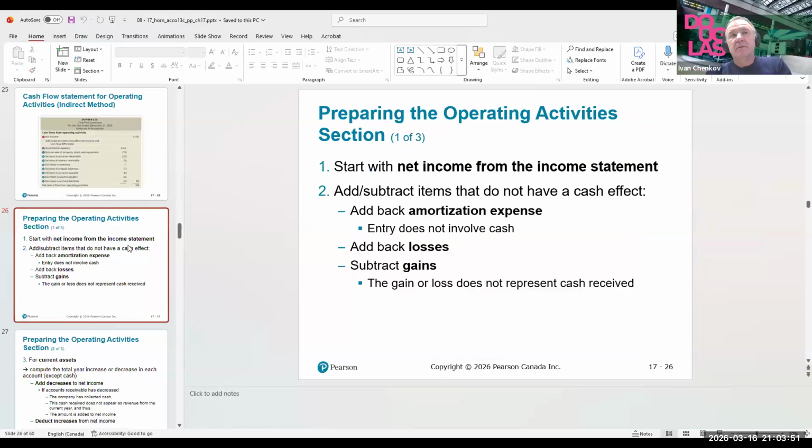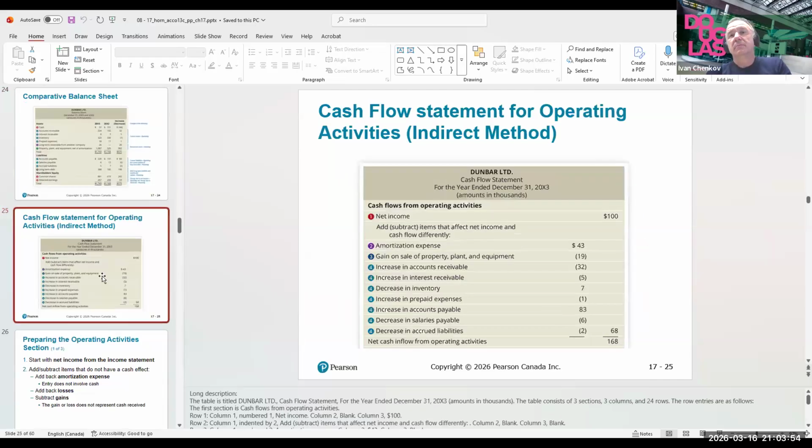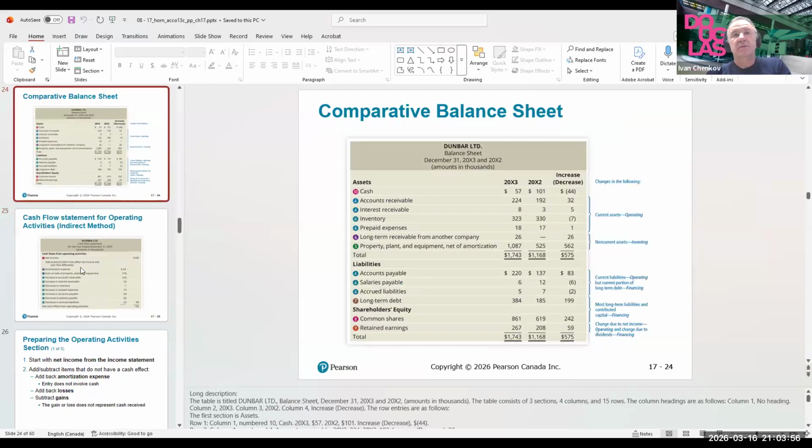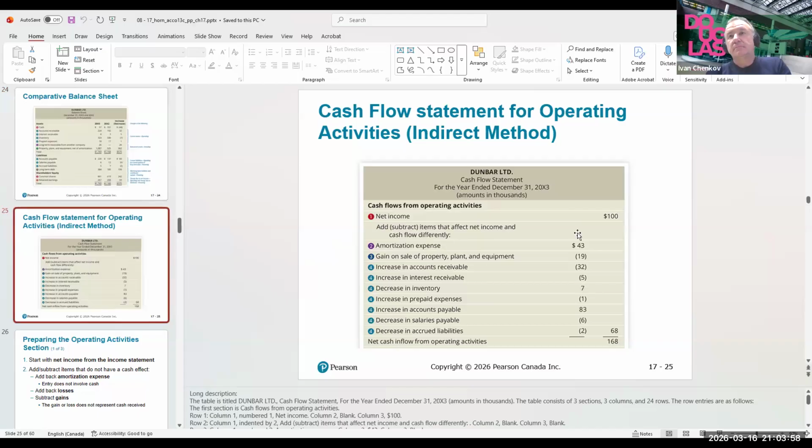Again, we're starting with the income statement first part, and then the balance sheet. We're starting with the balance sheet. Now, as you can see, the slides are a little bit different, but the main things stay the same.